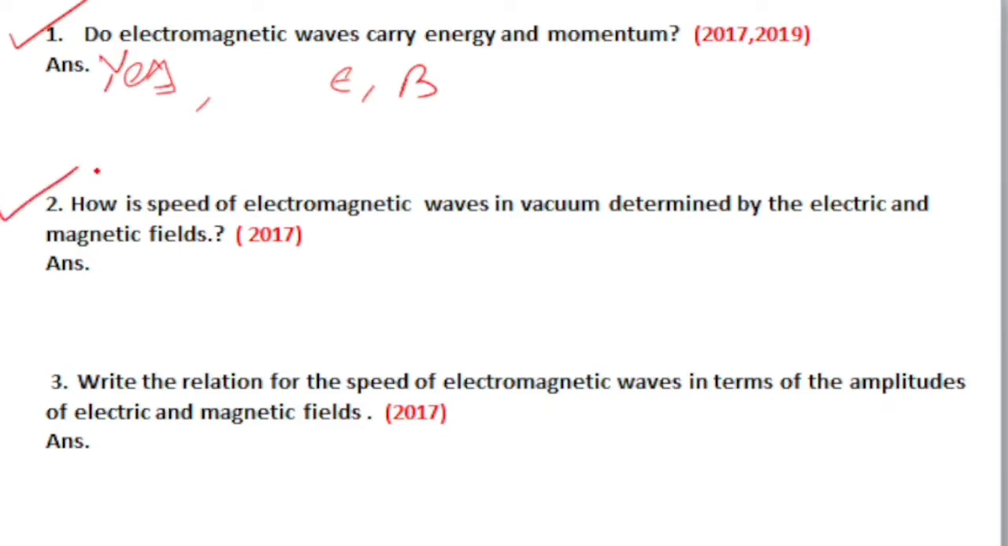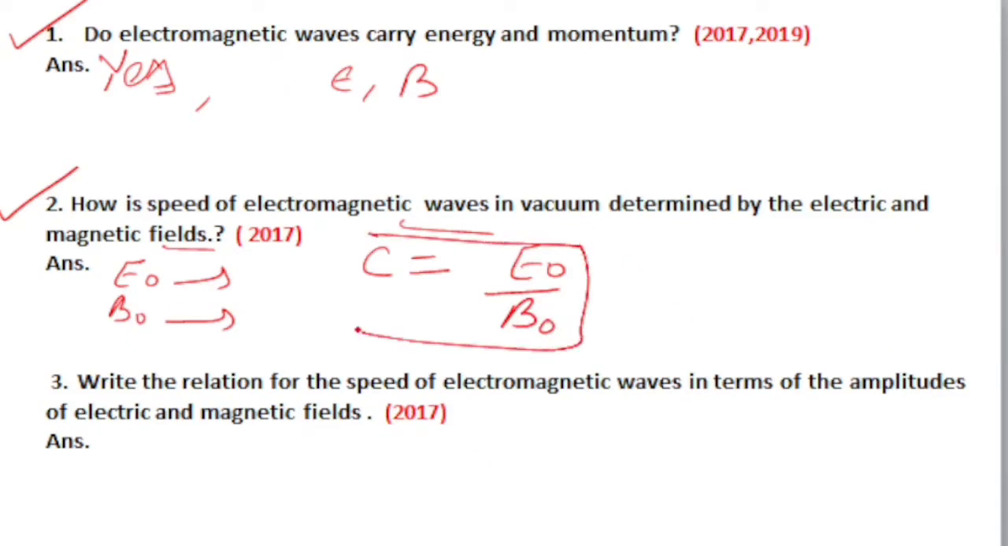Now, next question number 2. How is the speed of electromagnetic waves in vacuum determined by the electric and magnetic field? Electromagnetic waves travel with the speed of light. Suppose E naught is the peak value of the electric field and B naught is the peak value of the magnetic field. Then the speed of the electromagnetic wave is related with these two as c equals E naught by B naught. You must remember this formula also. This is the speed of the electromagnetic wave and it is related with the electric field and magnetic field in this way. Now next question number 3.